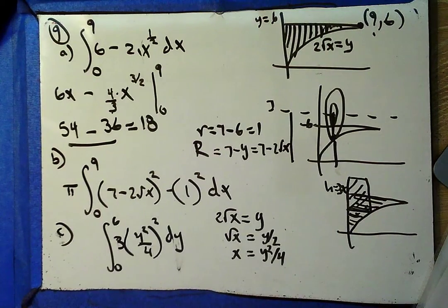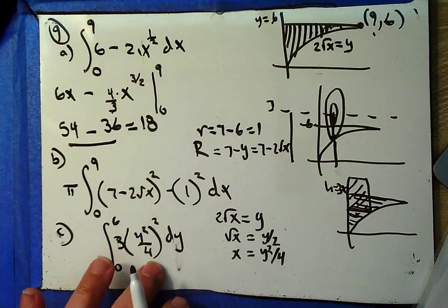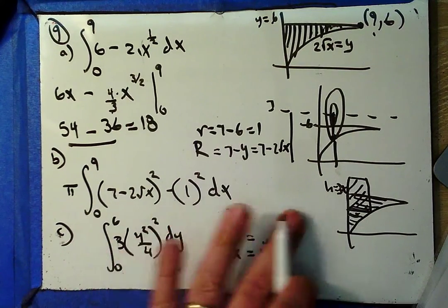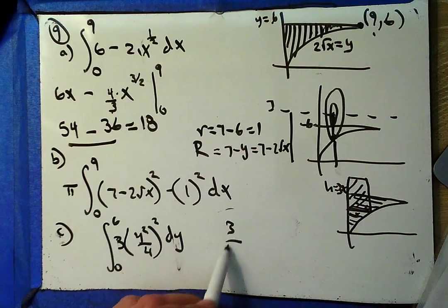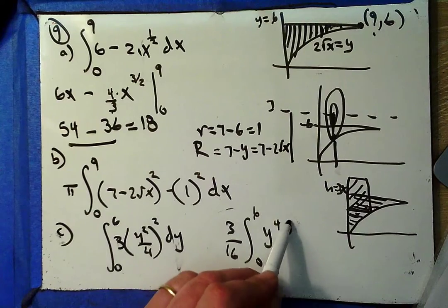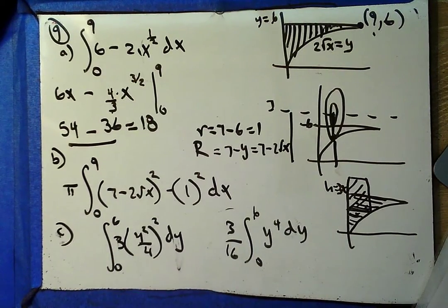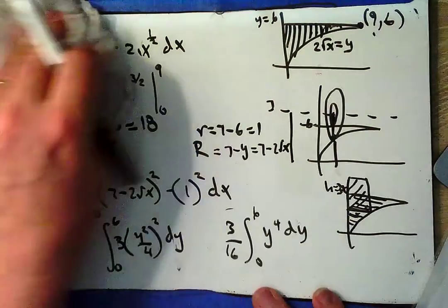Write but do not evaluate an integral expression. So we can have this, or if you prefer, you can pull out the constant. 4 squared is 16. And so we would have 3 over 16 integral 0 to 6 of y to the 4th dy, because y squared squared is y to the 4th. All right, so that's problem 9.